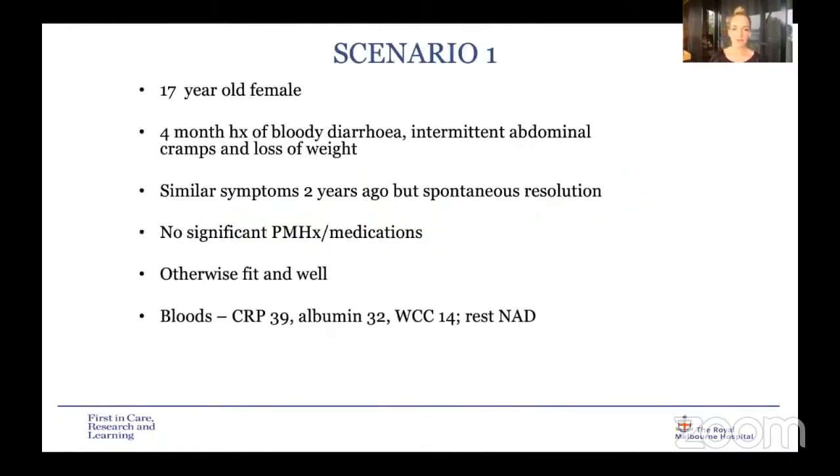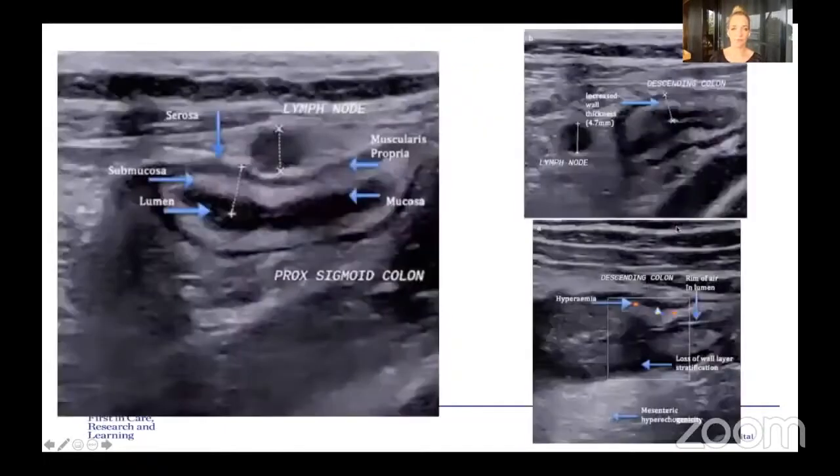This was a 17-year-old female who had a four-month history of bloody diarrhea, intermittent abdominal cramps and loss of weight. She'd had similar symptoms 2 years previously but had had spontaneous resolution. She had no significant past medical history and was otherwise fit and well. Her bloods did signify inflammation with a raised CRP, decreased albumin and a raised white cell count. All of the rest of the bloods were normal.